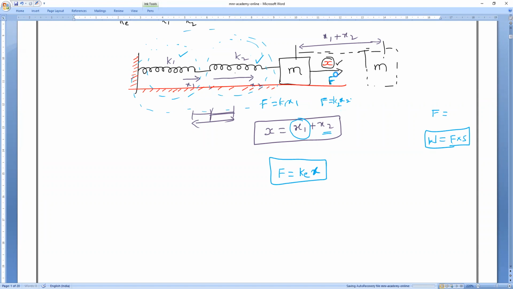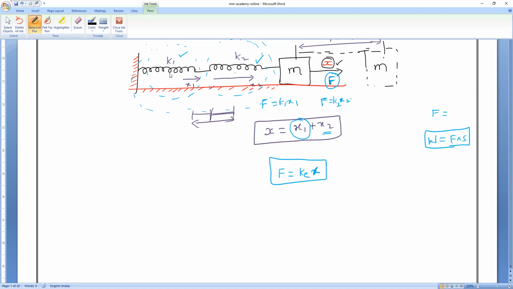Now, is the force applied by this one the same on both springs, or is it different on different springs? Because they are attached in series connection. That is my question. Is the force the same in both the springs as well as mass M, or is it different for different springs? What do you think? Same. They are both attached in series connection. So what is the force exerted on these two springs as well as mass M? Is it the same or different? Same. Respond, everybody.